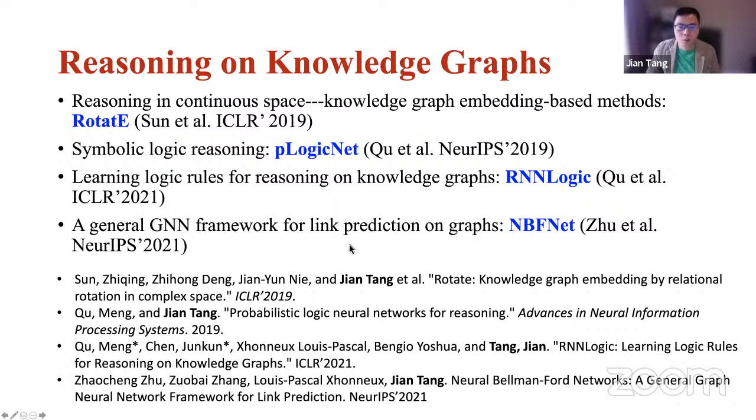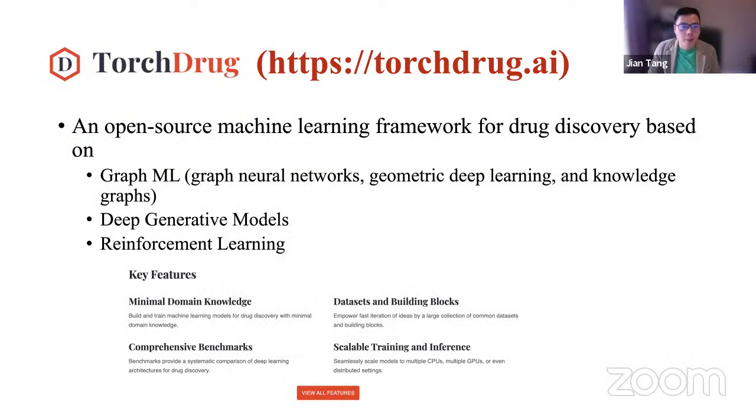This algorithm is able to achieve really state-of-the-art performance on pretty much all kinds of graph data sets. Okay. So finally, we assembled all our efforts in this space into a new system called TorchDrug. TorchDrug is an open source machine learning framework for drug discovery based on a bunch of different machine learning techniques, including graph machine learning, such as graph neural networks, geometric deep learning, and knowledge graph representation, or deep generative models, reinforcement learning.